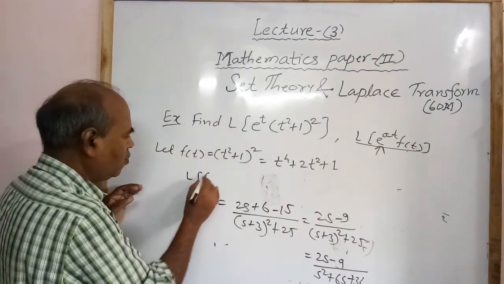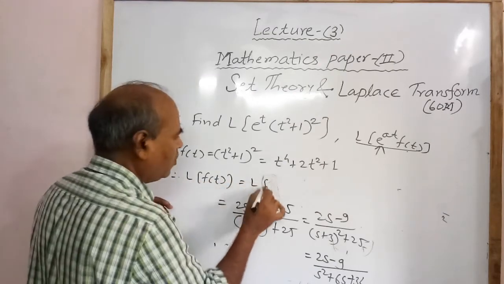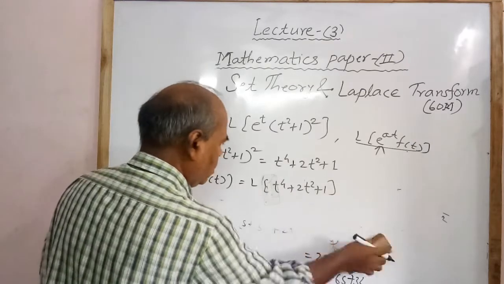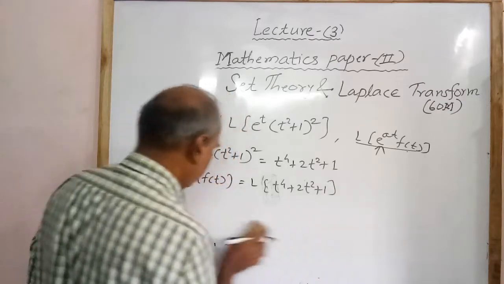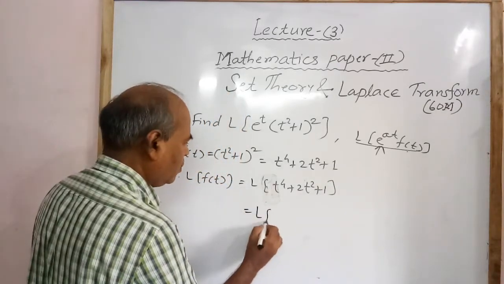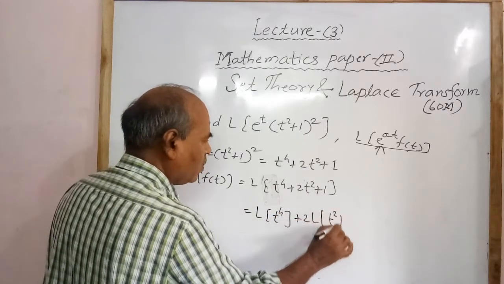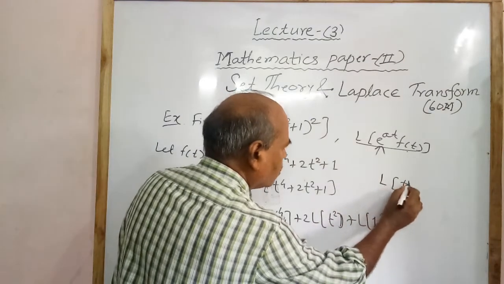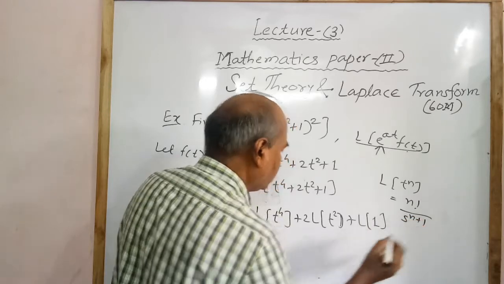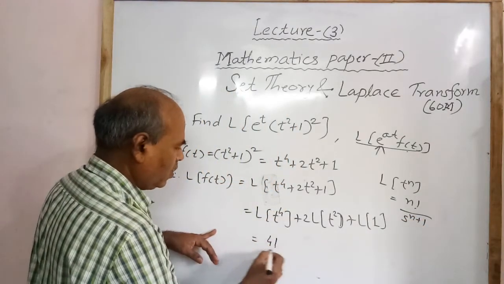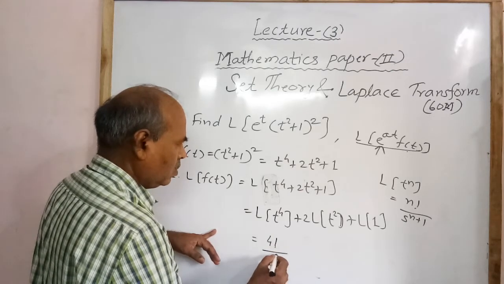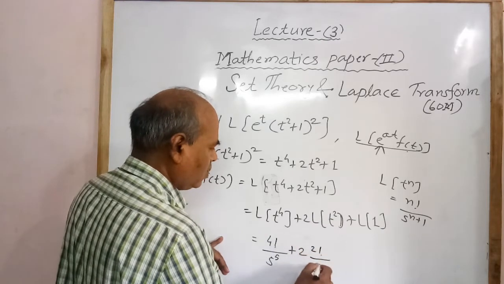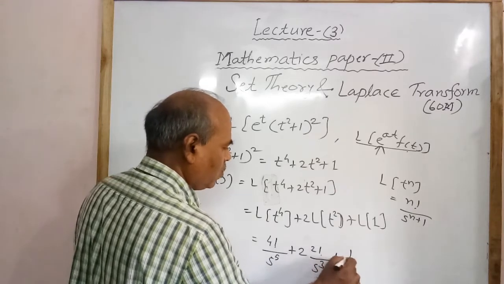Then we take Laplace on both sides. Therefore, Laplace of f of t equal to Laplace of right hand side. Then by linearity property we separate the Laplace of each term. Therefore, we get Laplace of t to the power 4 plus 2 into Laplace of t square plus Laplace of 1. You know the formula for Laplace of t to the power n. What is the formula? n factorial divided by s to the power n plus 1. Here we have n equal to 4. Therefore, 4 factorial divided by s to the power 4 plus 1, that is 5, plus 2 into Laplace of t square, here n equal to 2, factorial 2 divided by s to the power 2 plus 1, 3. Laplace of 1, you know, it is 1 by s.